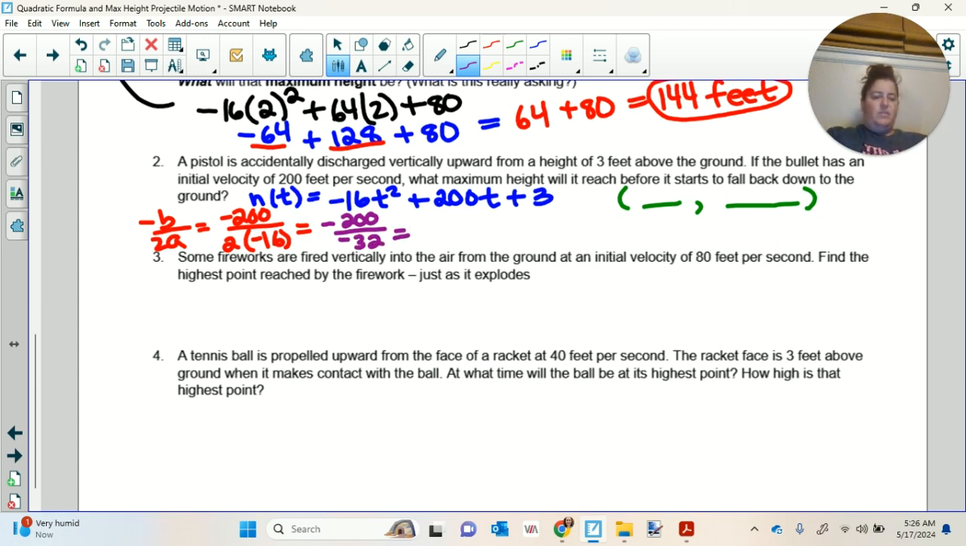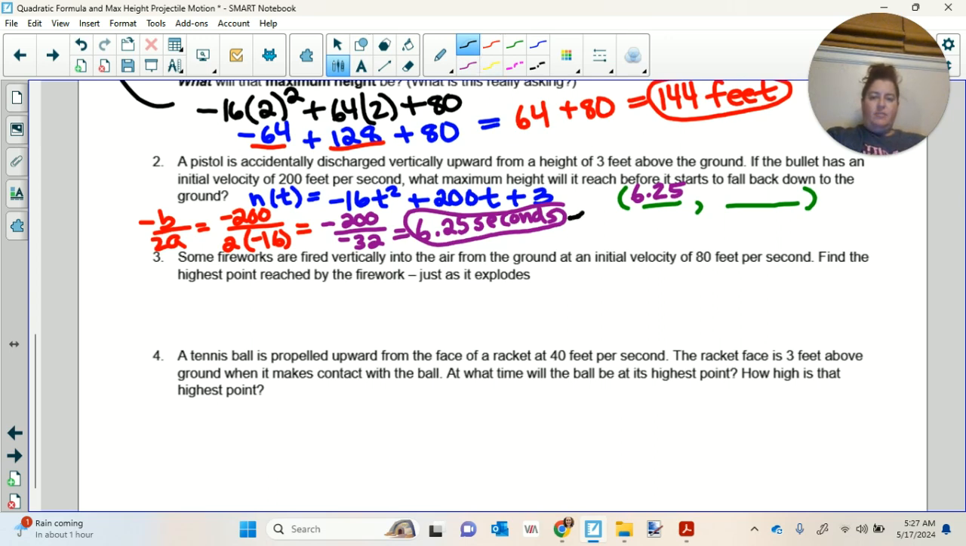And sometimes with these problems, we do get decimals. So it's okay if you need to break out a calculator for some of these calculations. If we take negative 200 divided by negative 32, we get 6.25. So it's going to take 6.25 seconds for it to reach its maximum height. The reason this takes so long in this case is, we're talking about a pistol, so that very high initial velocity means it has a lot of energy to take a while to get to that maximum height.